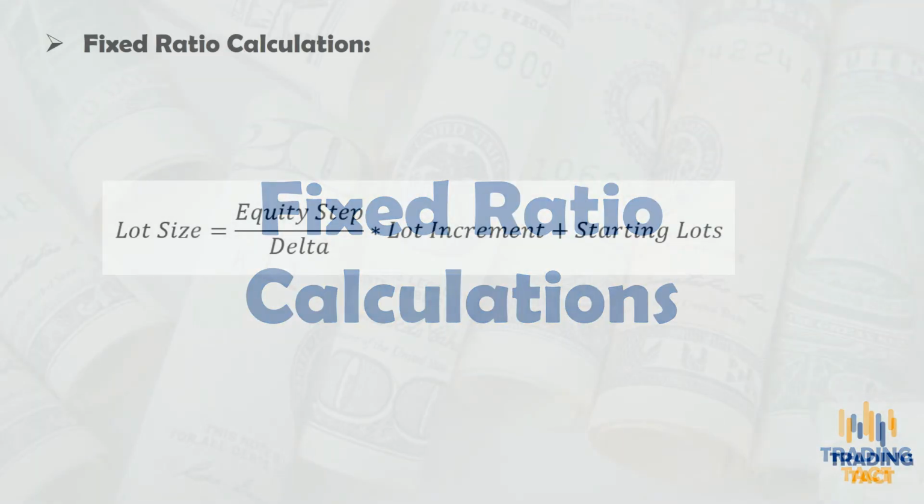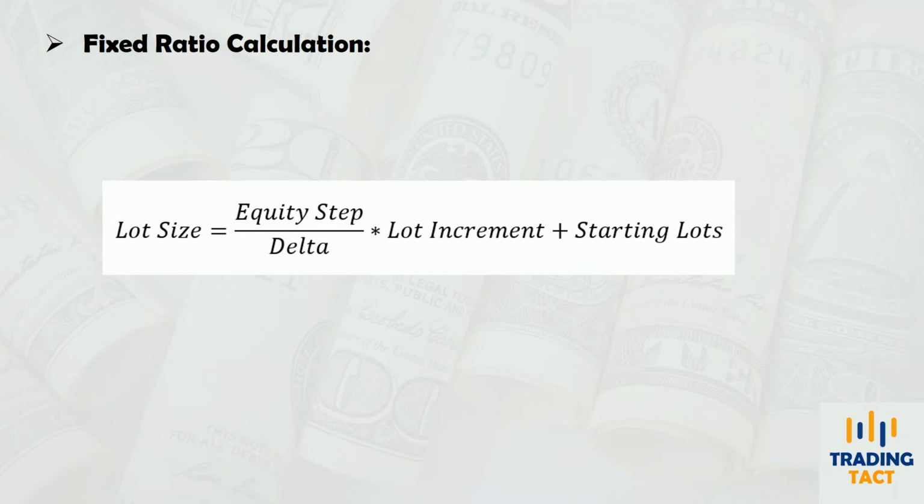Fixed ratio money management is a popular alternative to the fixed fractional approach. I'll explain how fixed ratio sizing works, demonstrate its application to a strategy, and cover some of its benefits and drawbacks. Here's how you calculate your lot size using fixed ratio money management.